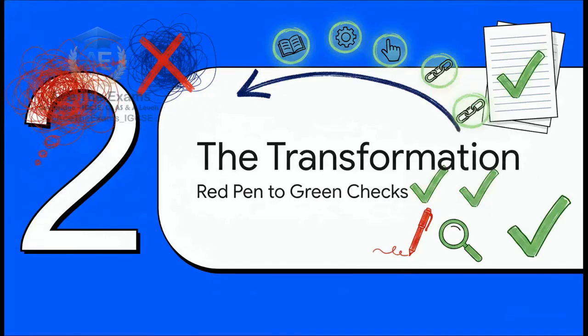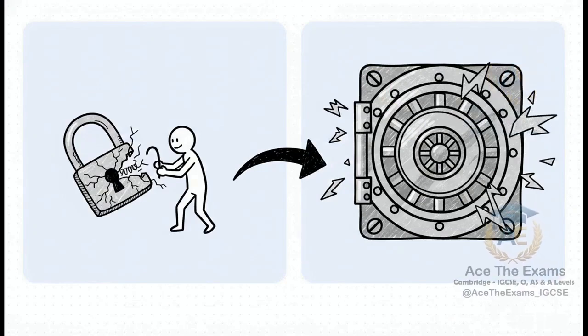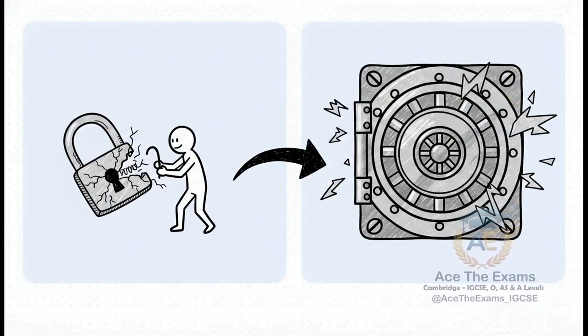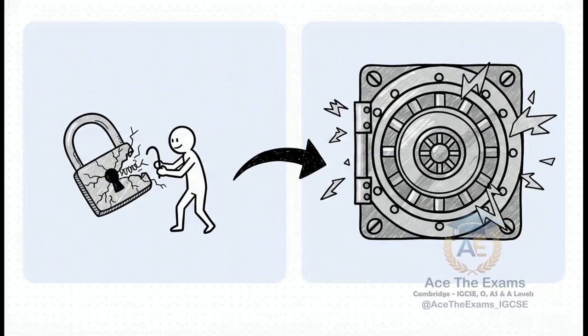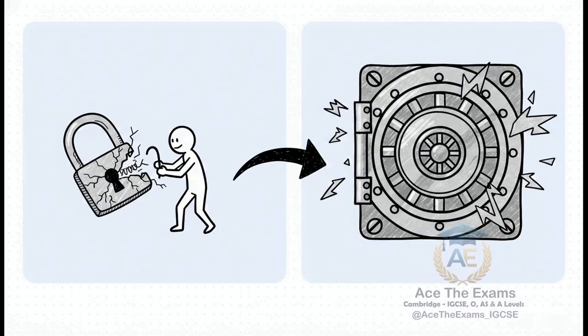Moving right along into the transformation, let's see how we turn that red pen into green check marks. Now really notice the transformation here. We've taken the generic, flawed answers from our students Alex and Sam, and we've upgraded them to a highly context-specific, methodical answer using our blueprint. We are transforming those chaotic, mark-losing responses into the exact high-performance answers that Cambridge examiners absolutely love to see.